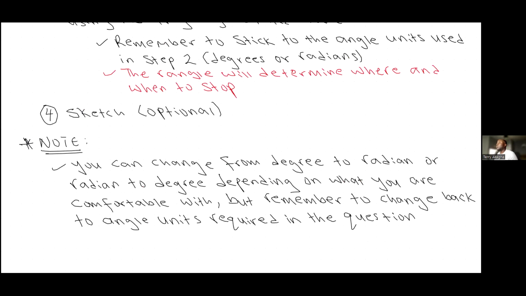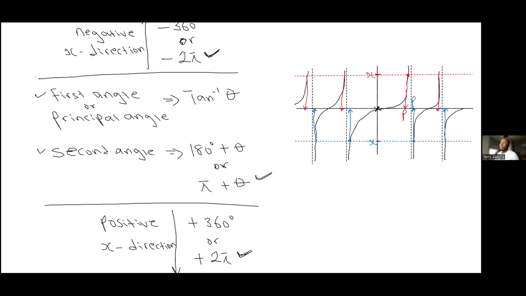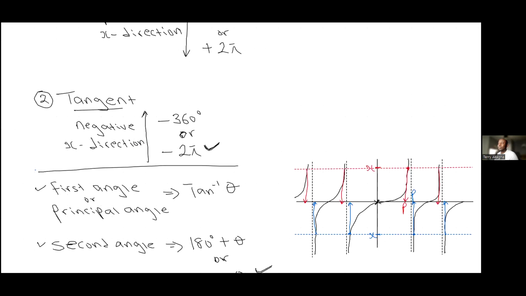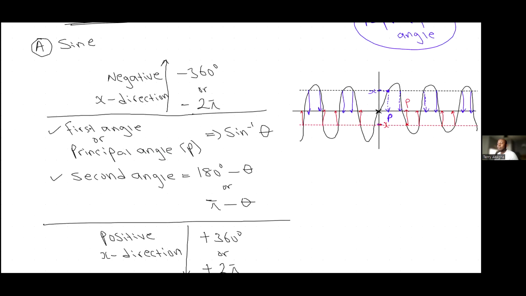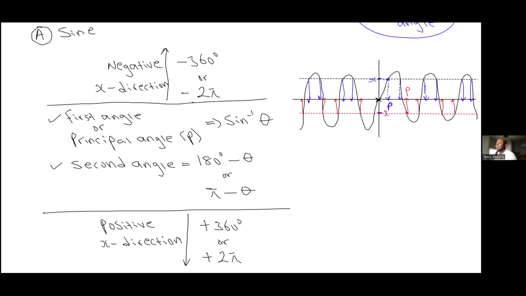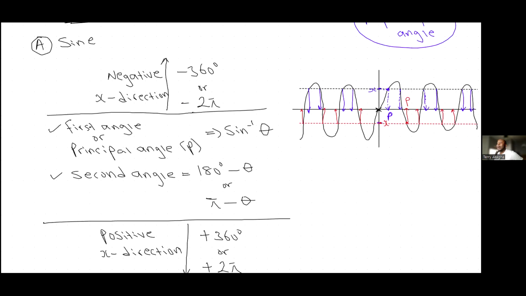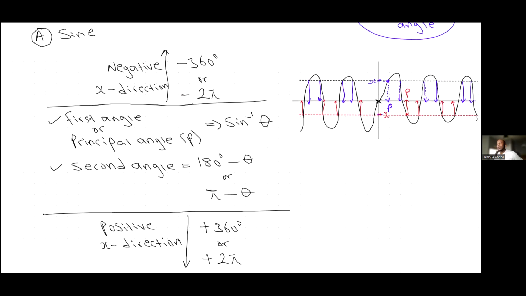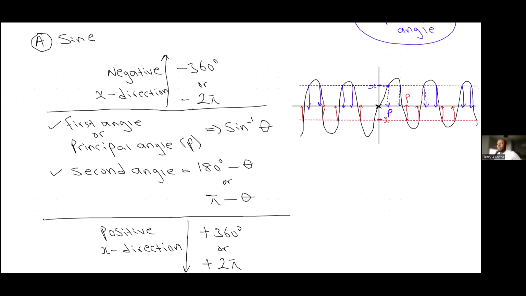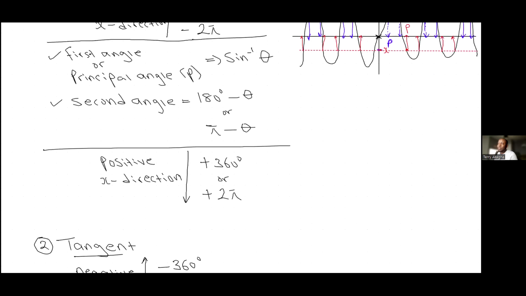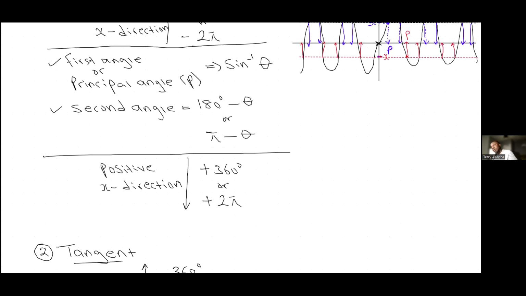I also talked about how to get the first angle and second angle. For the first angle, sine inverse, and the second angle, 180 minus theta, or if it's in radians, pi minus theta. If you're going the negative axis, you'll be minusing 360 or minusing 2 pi. And the positive axis, you'll be adding 360 or adding 2 pi.